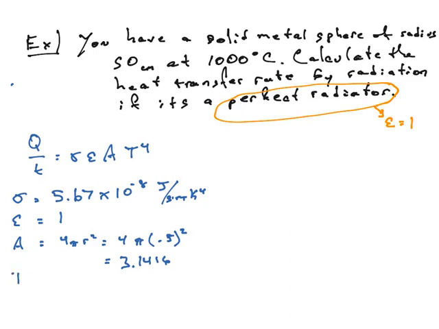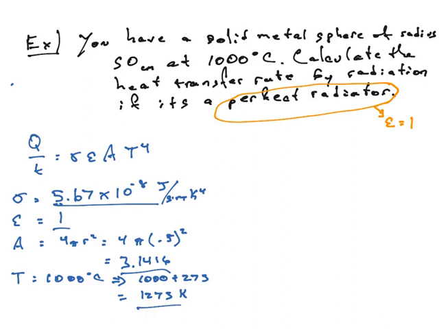And then we need the temperature. We're told it's 1,000 degrees Celsius. Celsius is bad. We need to convert to Kelvin. And of course, to convert to Kelvin, we just take the Celsius and add 273 to it. So 1,273 Kelvin. And there we go. Sigma, epsilon, A, and T.